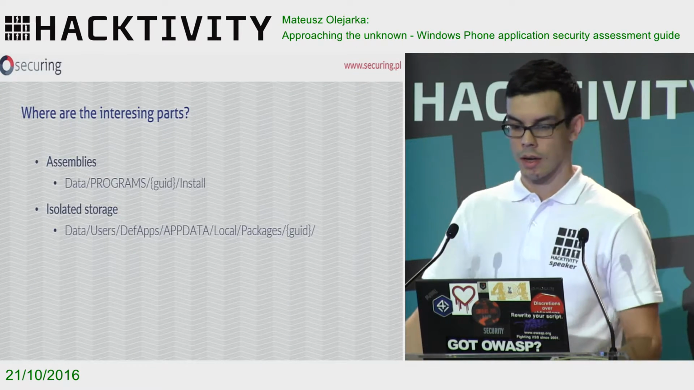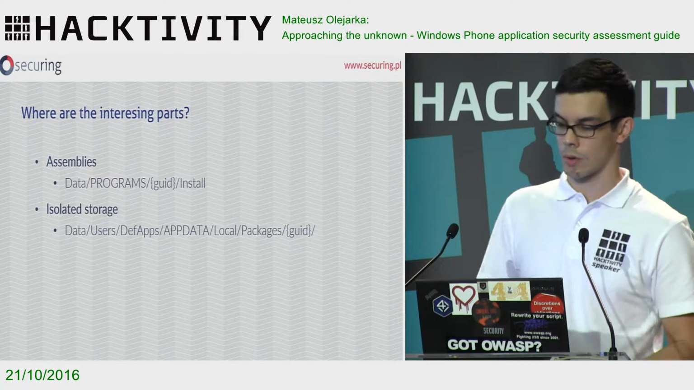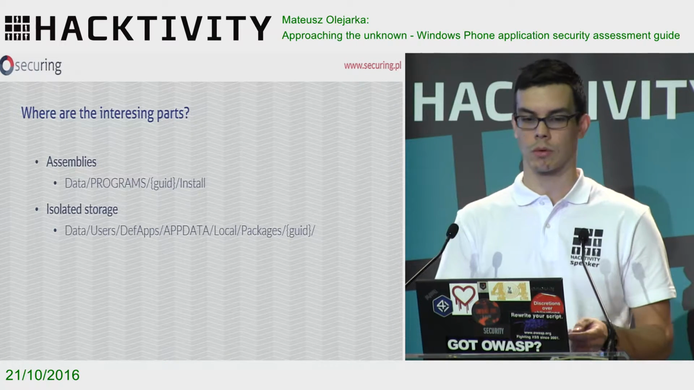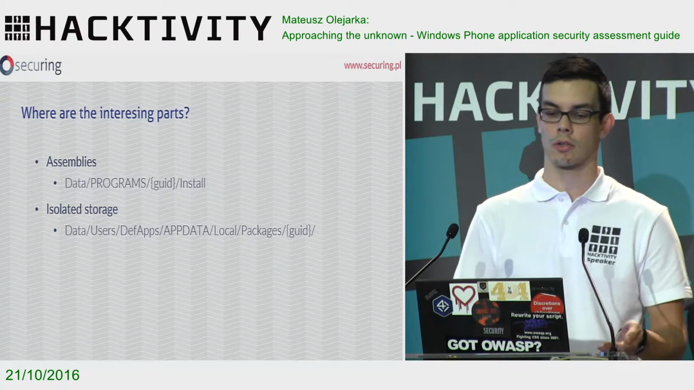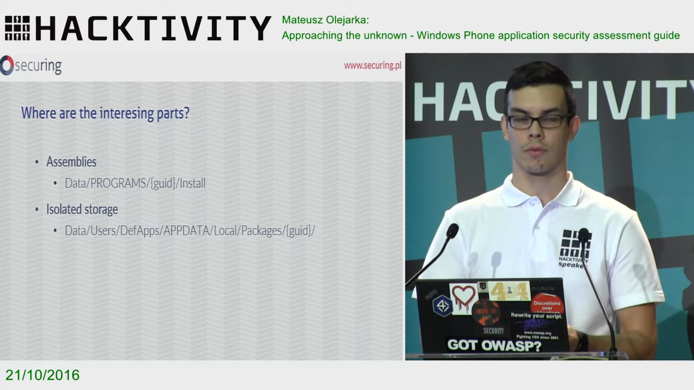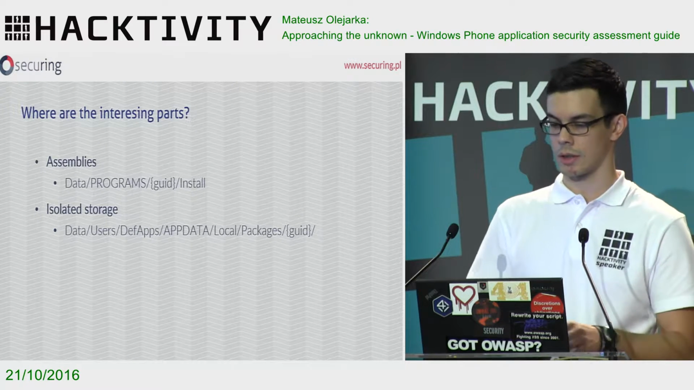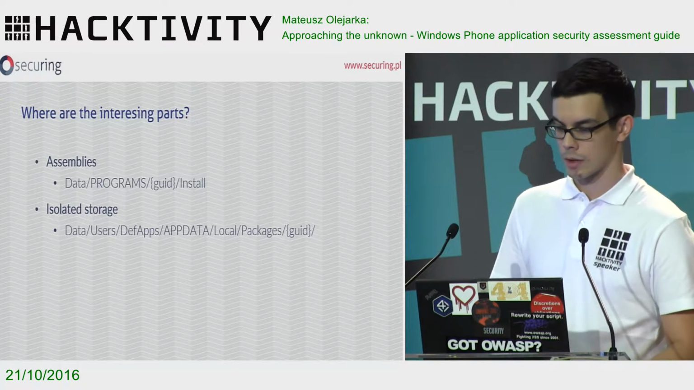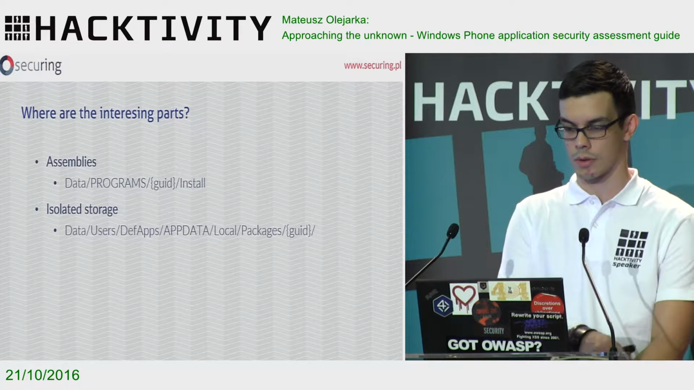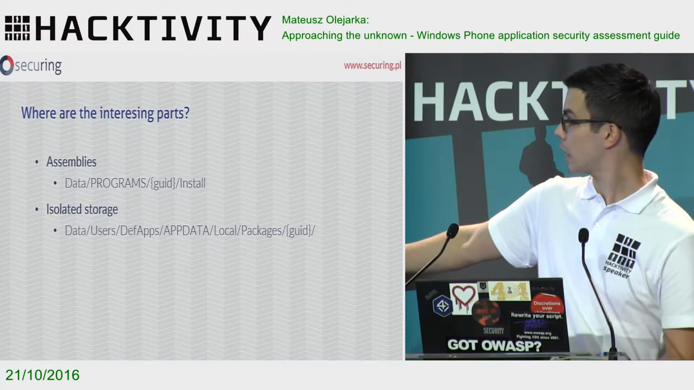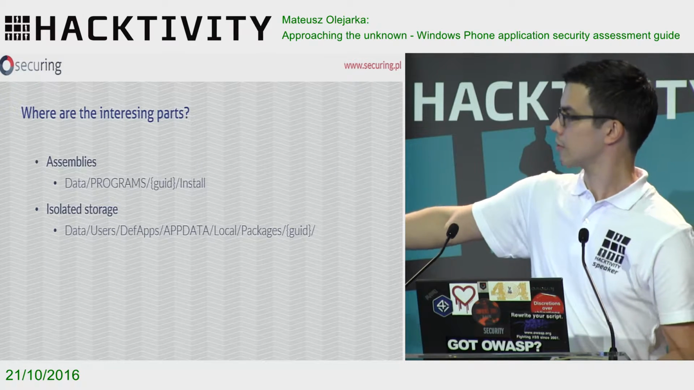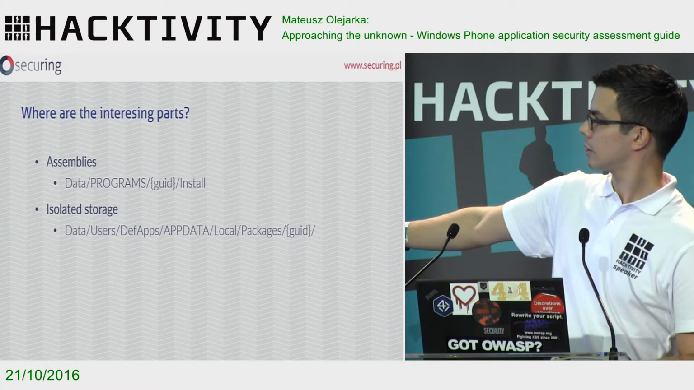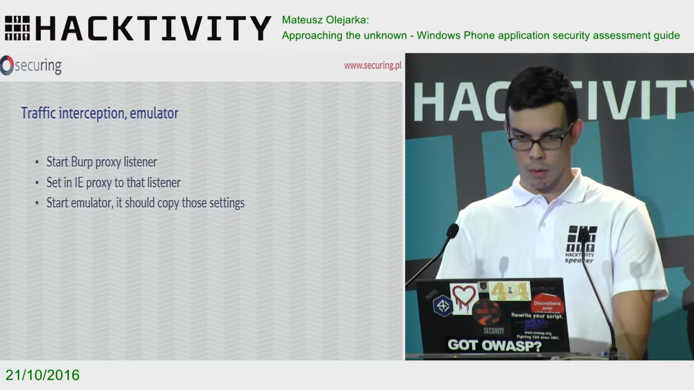Second important thing is isolated storage, the place where each application gets its own folder, which is inaccessible from other applications. So this is called isolated storage. It stores their files. The application creates some config entries. Every piece of application data is put there. Of course, you can use the SD card, but there I think all applications can access. So this is the isolated storage used. This is the location, data user, dev apps, app data, local packages, GUID. Sometimes it differs per application, but basically you can also do the same search using the date the data was created.